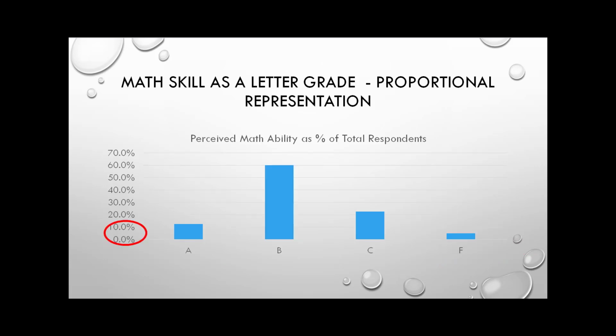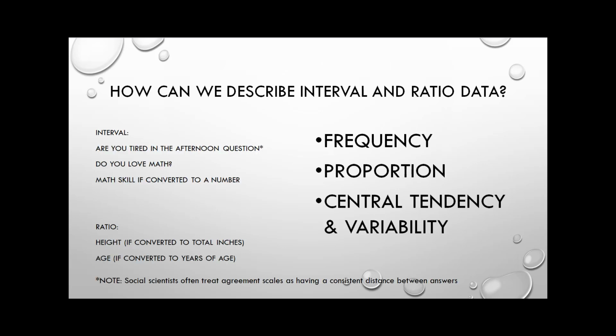We can also do a proportional representation of math skill as a letter grade: the A, B, C, and D. About 60% of our respondents, the first 40 respondents, consider themselves to have a skill level of about a B in math.